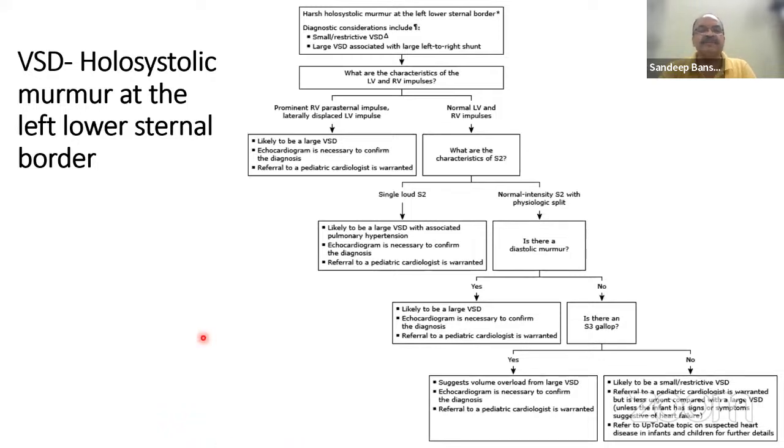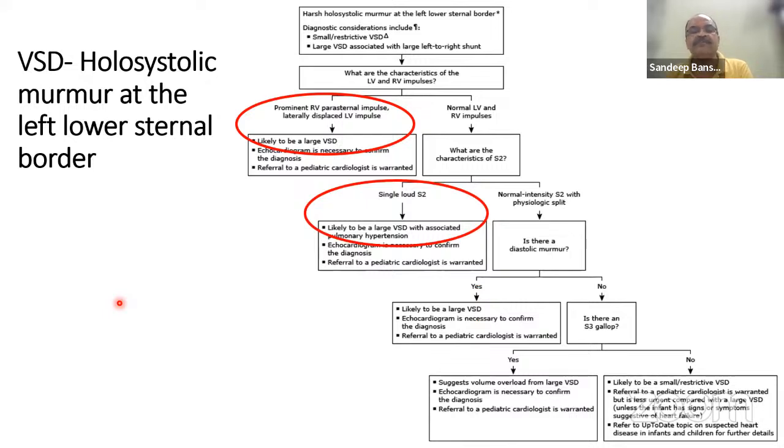So this is again from uptodate.com. This tells you what are the various features that you take into account when you find a holosystolic murmur at the lower left sternal border. So the first thing that we see is whether there is an RV parasternal impulse present alongside the laterally displaced left ventricle. If it is present, then this is a large VSD. It is a significant VSD.